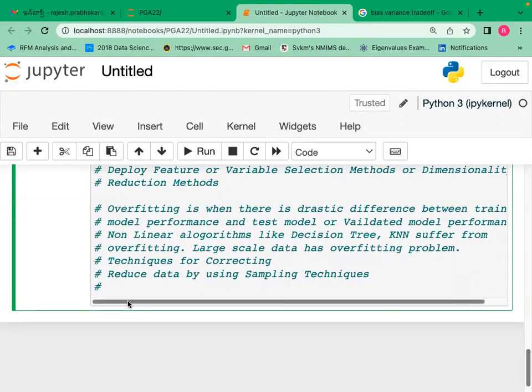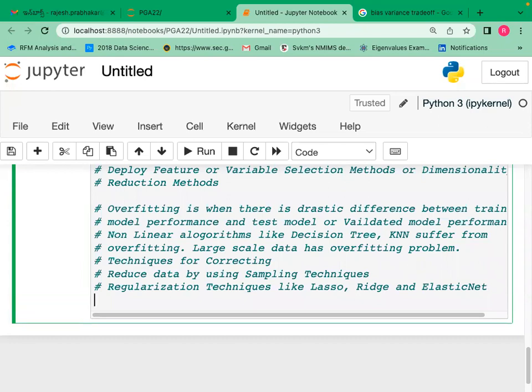Use regularization techniques. We can also use regularization techniques like Lasso, Ridge, and ElasticNet. And we can also reduce model complexity by choosing simple algorithms.